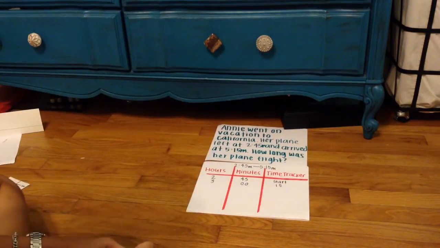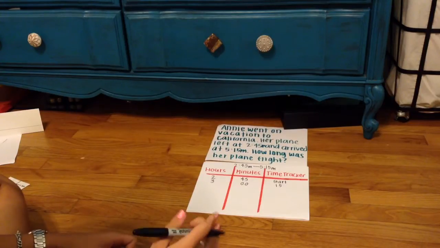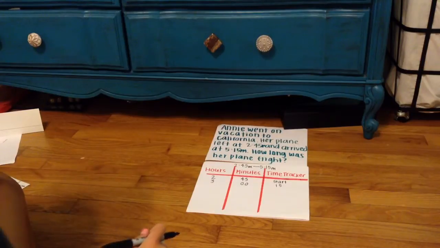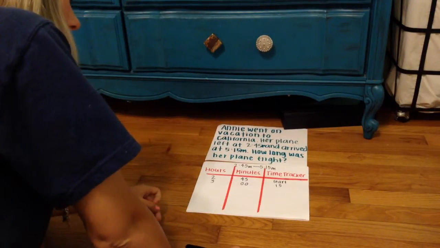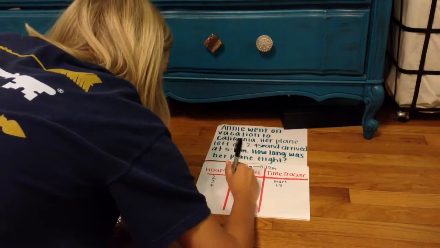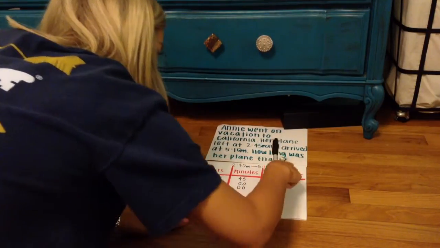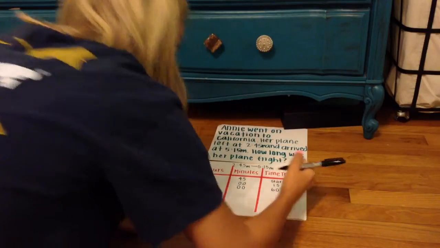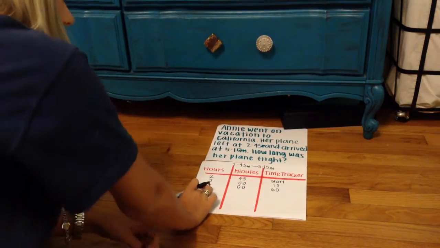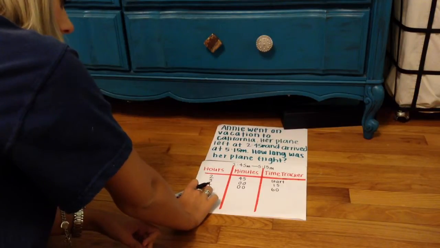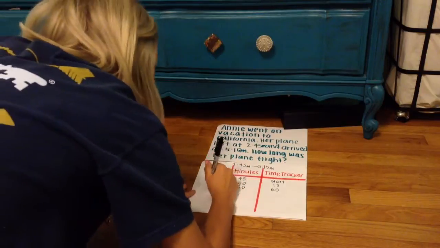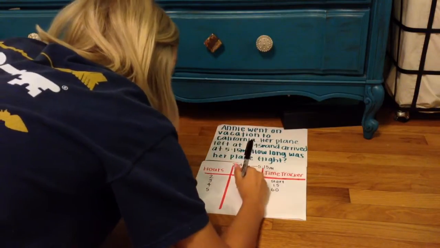Now what we're going to do is, since we're on the hour mark already, we can go ahead and just make an hour jump. So if we're at 3 o'clock, our next jump is an hour, or 60 minutes, so that is going to be to 4 o'clock. And under time tracker, we're going to be writing 60, because there's 60 minutes in 1 hour. Now that we're at 4 o'clock, we can go ahead and make another 60-minute jump, because we can go to 5 o'clock.